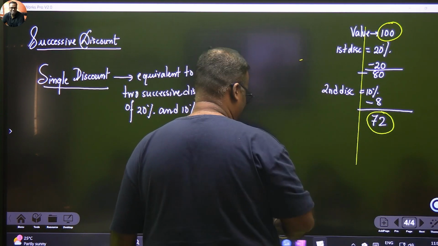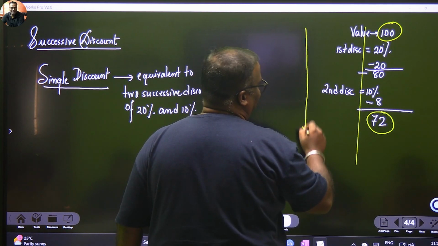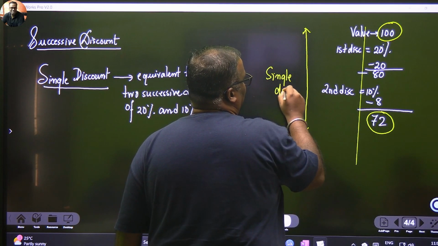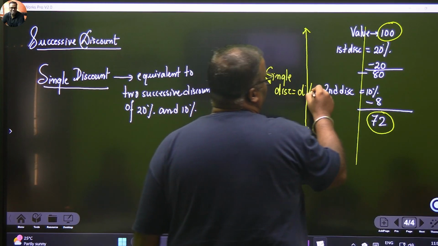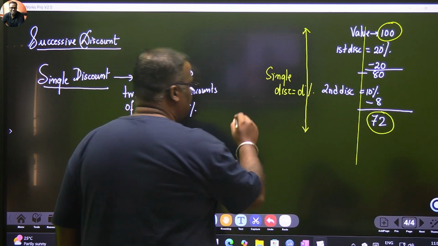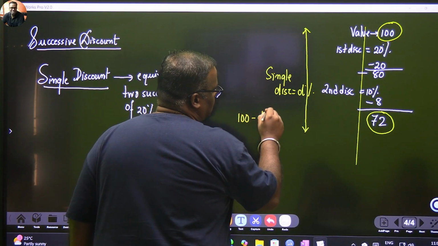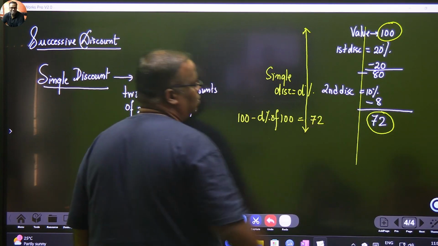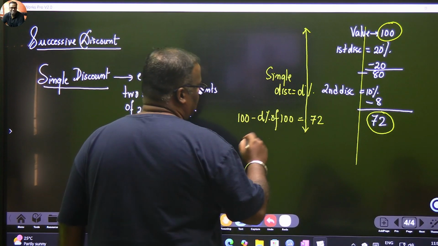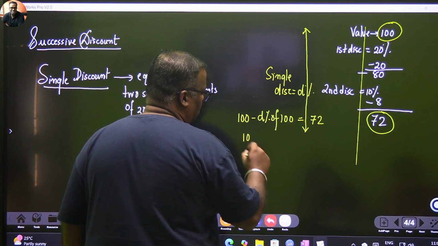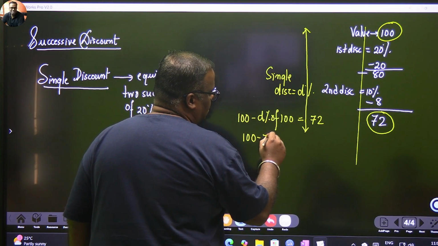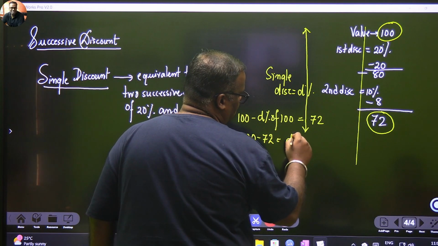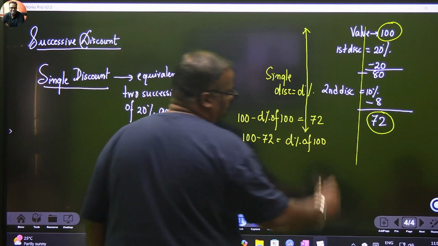So if you see the single discount, वो भी गंदा वाला पहले आता है. Single discount. I don't know what is the single discount. Let it be D%. Right? How do you find out? 100 minus D% of 100 should be equal to 72. Agreed? Therefore, 100 minus 72 is equal to D% of 100.